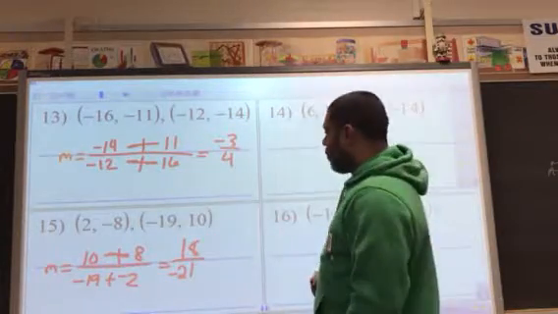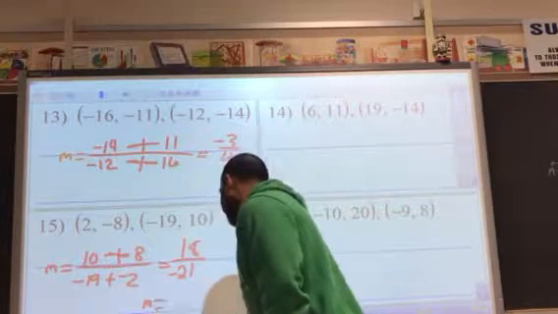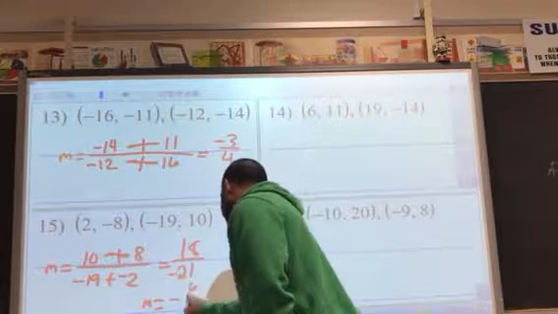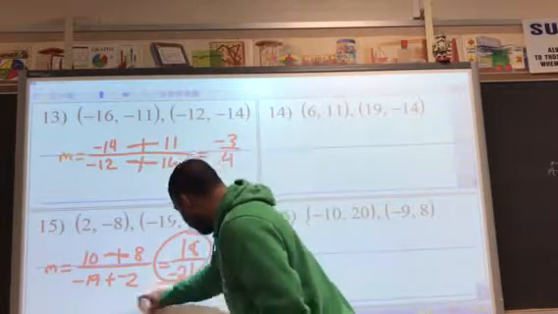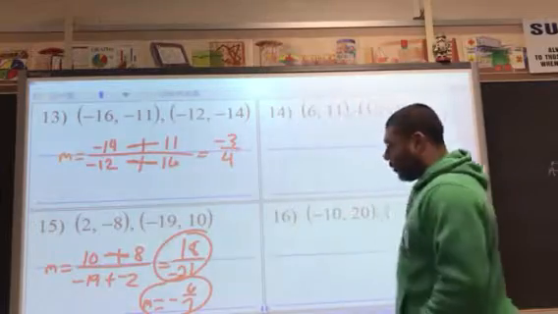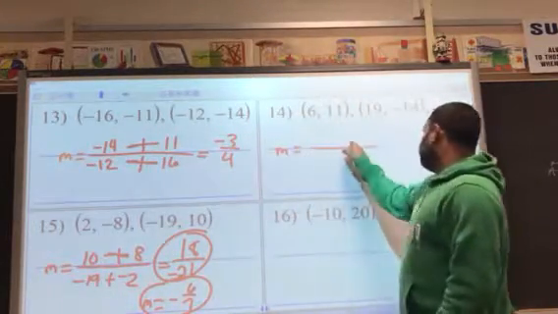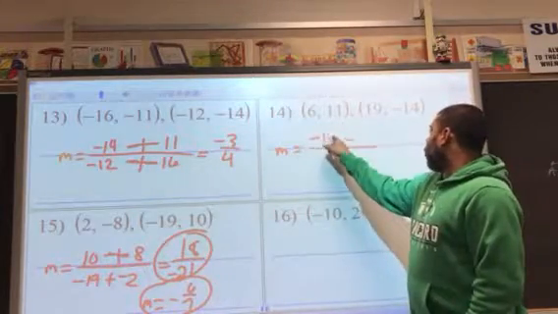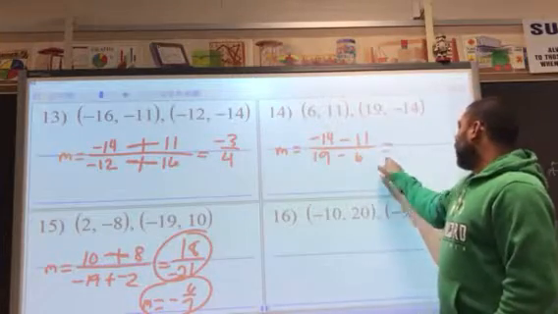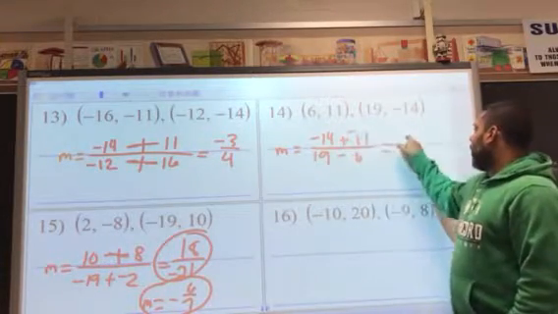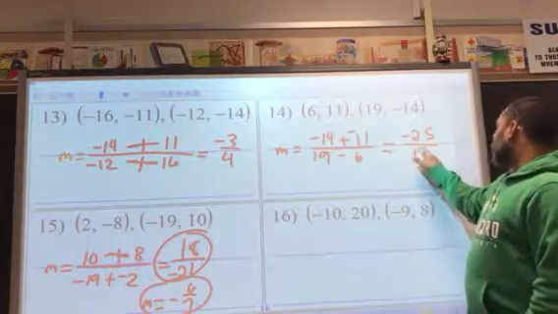And this actually can be simplified. Okay, I can divide these both by 3. So I could say that the slope is -6/7. Understand, I would accept both of these as correct answers. Okay? Number 14. I should have -14 minus 11 on top, 19 minus 6 on the bottom. So it'd be -25 over 13.